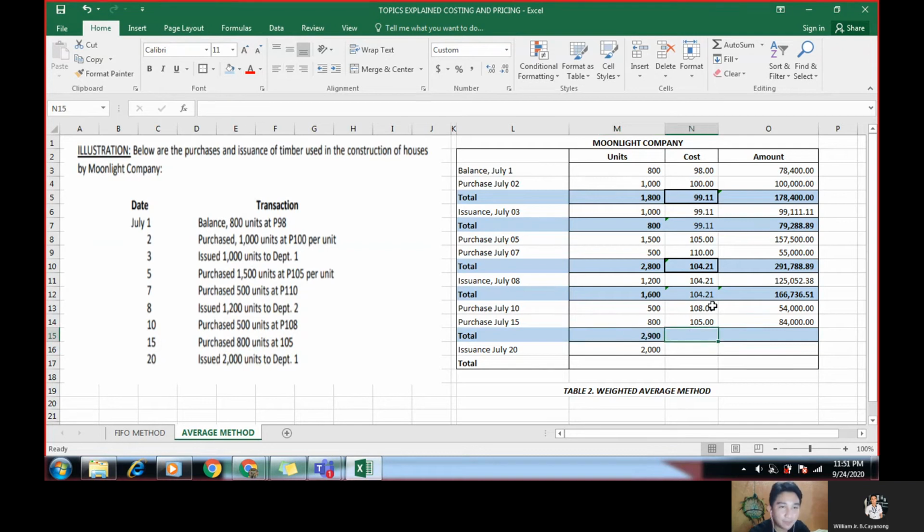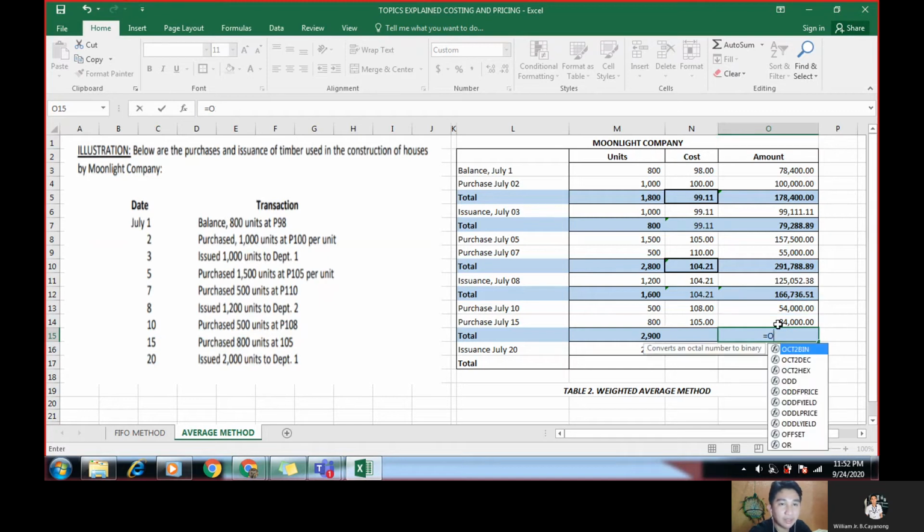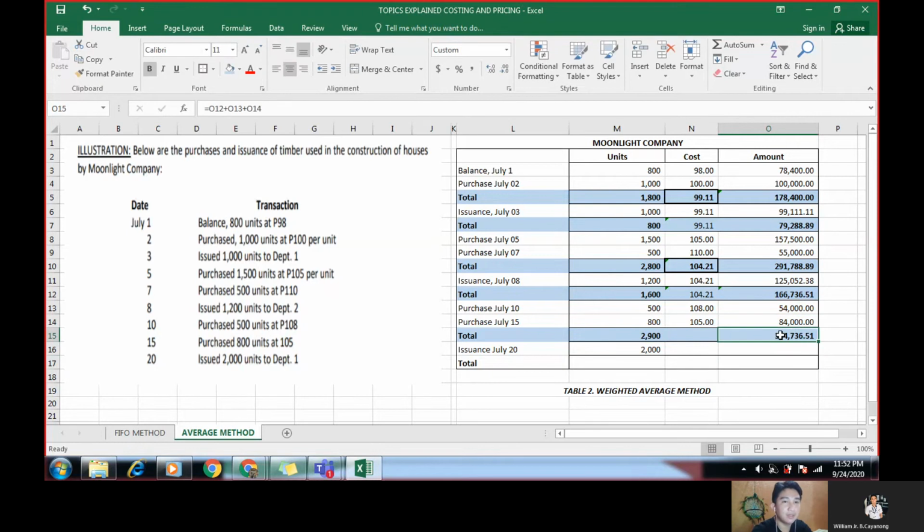Okay. So, ayun, mamaya na tayo mag-compute ng price. Computin muna natin yung total ng 166,000 pala, yung total ng 1,600 units. Add natin yung bagong purchase natin. Ulit tayo ng formula. Okay, ito. Plus 54,000 plus 84,000. Click enter. So, yan po yung total cost ng 2,900 units.